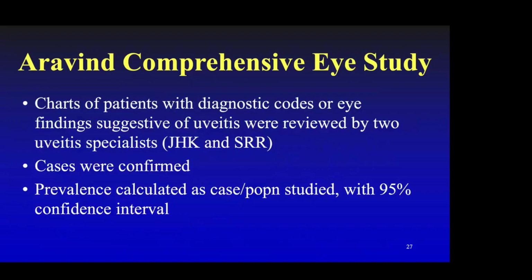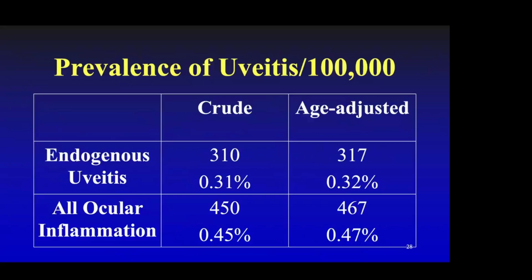If they did, according to that, then we reviewed the charts, which were still available, and Rothinam and I reviewed them to see if they were a real case of uveitis to confirm the cases. And then we calculated the prevalence based on the number of cases per population with confidence intervals. And so we saw that most uveitis in this area was endogenous, although a significant amount was things like post-cataract and trauma and so on.